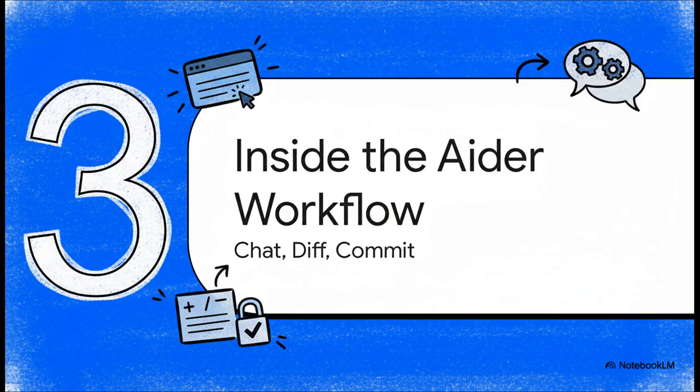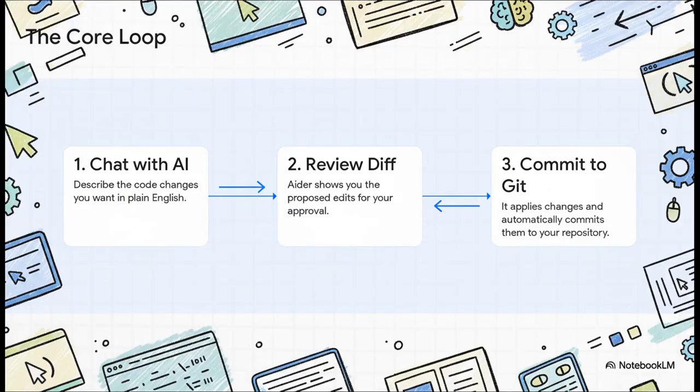Okay, so that's the big idea. But what does it actually look like in practice? Let's walk through the ITER workflow and see how it really feels in a coding session. The whole workflow boils down to this really simple but incredibly powerful three-step loop. First, you just chat with the AI and tell it what you want changed. Second, it generates the edits and shows them to you as a standard diff so you can review them. And third, once you give the okay, it not only applies the changes, but, and this part is a game changer, it automatically commits them to Git for you.